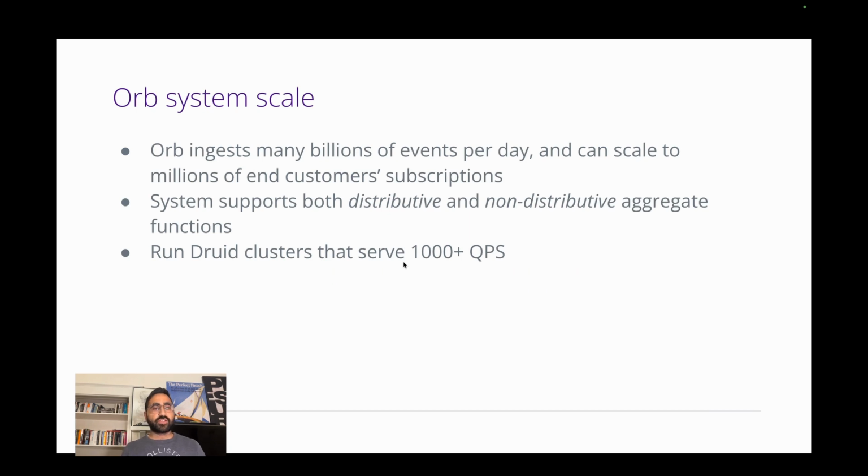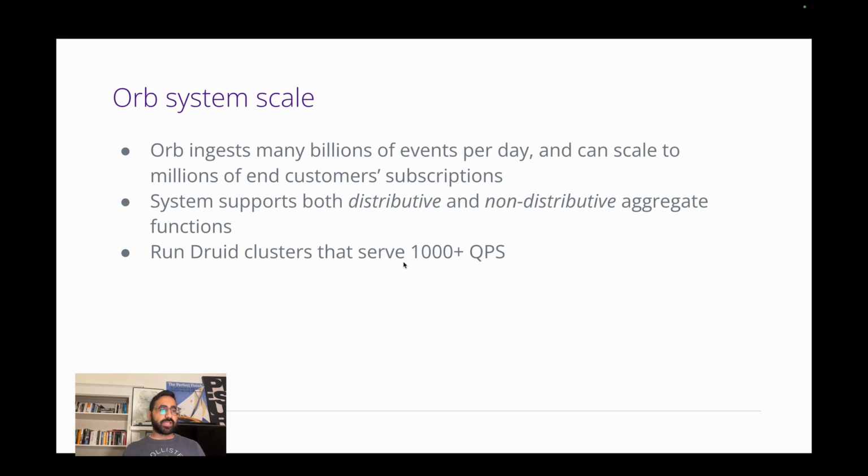To give you a sense of Orb's system scale, unlike other billing systems that might restrict you to, say, 50 or 100 requests per second, Orb ingests many billions of events per day and can scale to millions of end customer subscriptions. Now, in order for us to provide the guarantees that we do around freshness and correctness, we need rock-solid data infrastructure underlying that. And that's where Druid and the team at Imply really come in to help us understand our clusters and the axes on which they can scale really well.